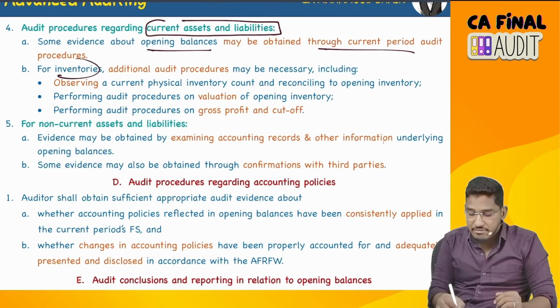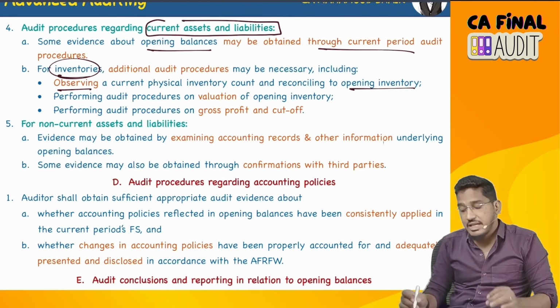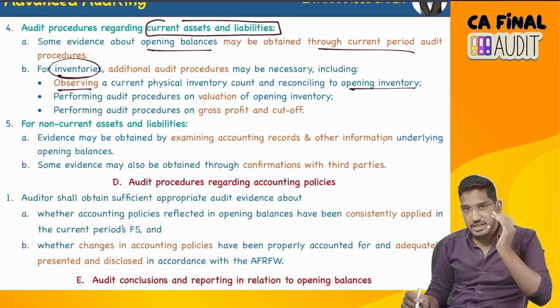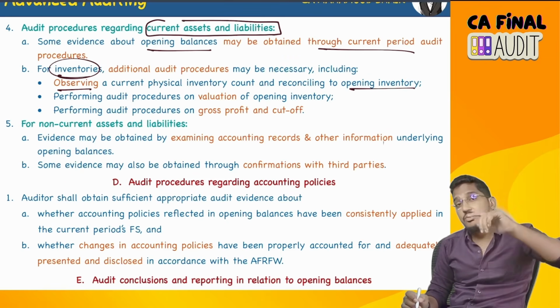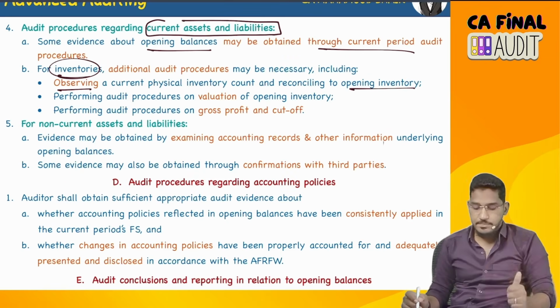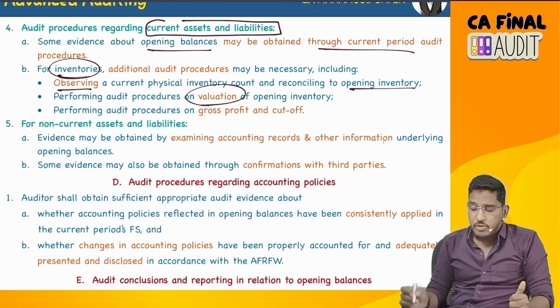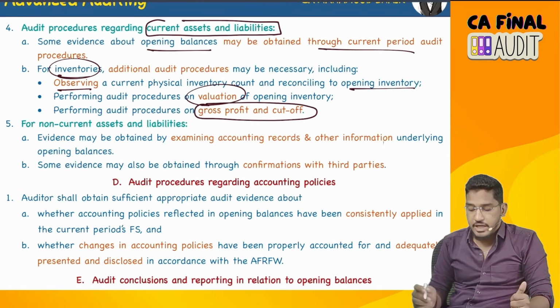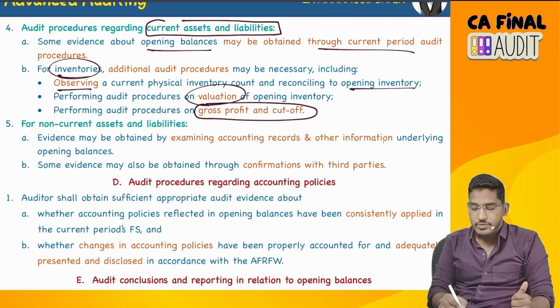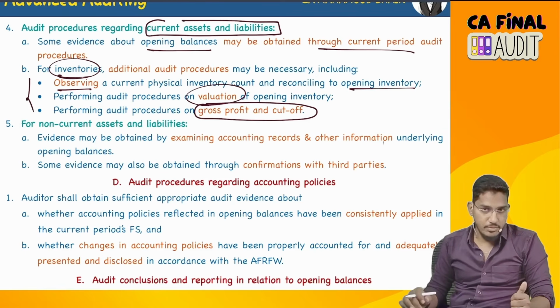And especially for inventories, the procedures you have to perform regarding opening balances are observing a current physical inventory count and reconciling to opening inventory. So you should attend the current year's inventory counting and you have to do the reconciliation to the opening balances. And you need to perform audit procedures on the valuation, and also you need to carry out some gross profit ratio calculation, and cutoff procedures you have to perform. So especially when it comes to inventories' opening balances, these are the procedures you have to perform.